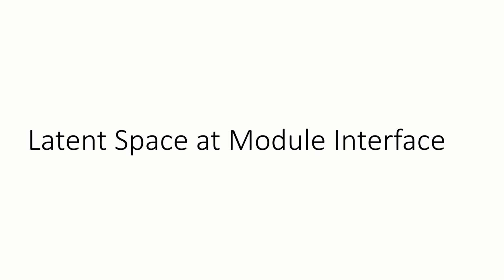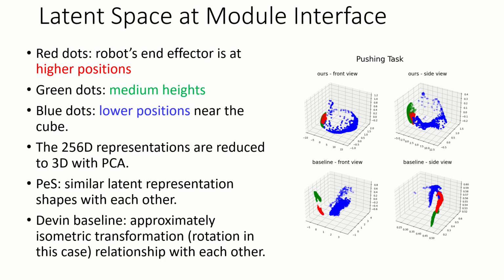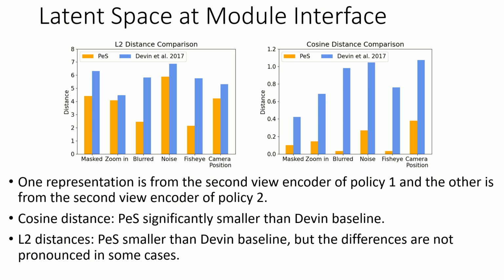We also conduct latent space analysis to review the mechanism of our method. We find that the latent representations with our method have similar shapes with each other, while that of the baseline do not. We also compare the distances of the latent representations. The cosine and L2 distances with our method are generally smaller than that with the baseline method.